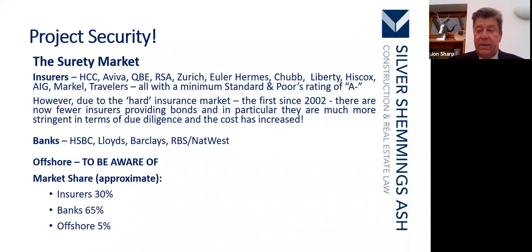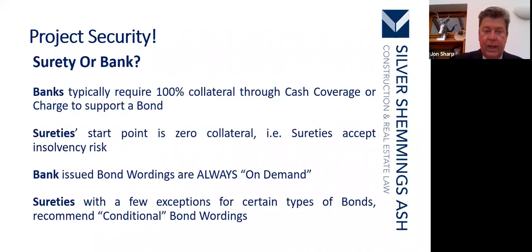Is that still likely to be the case now? I think so, probably. Though I'm slightly nervous about what's going to happen in the insurance market, given the issues that I've just set out for you. So what happens? Well, banks typically require 100% collateral through cash coverage, and in addition, they will raise a charge to support a bond. A surety's start point is zero collateral, so sureties accept that there may be an insolvency risk.